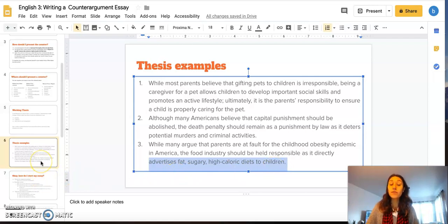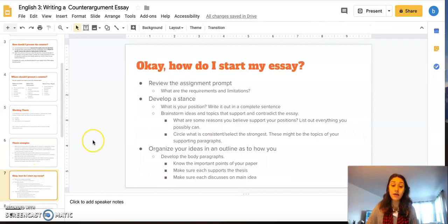Now, once you've developed your thesis statement, it's important to consider the next steps of the assignment. So when you're beginning your counterargument essay, it's always important to review the assignment prompt. Review the requirements and the limitations for this essay.